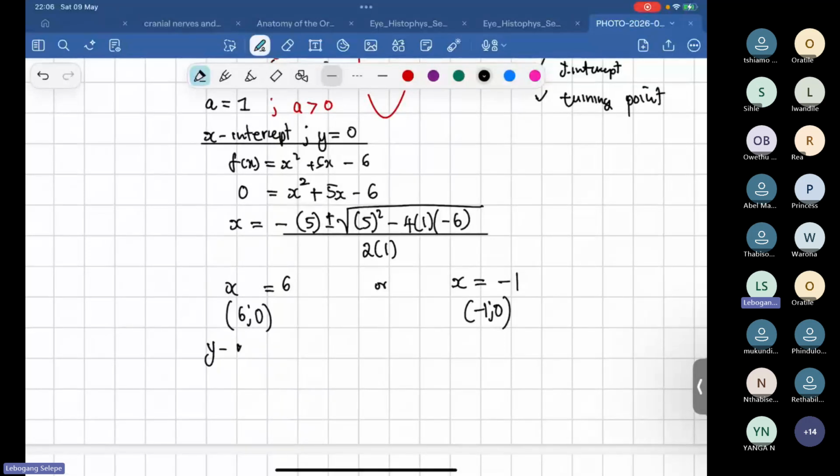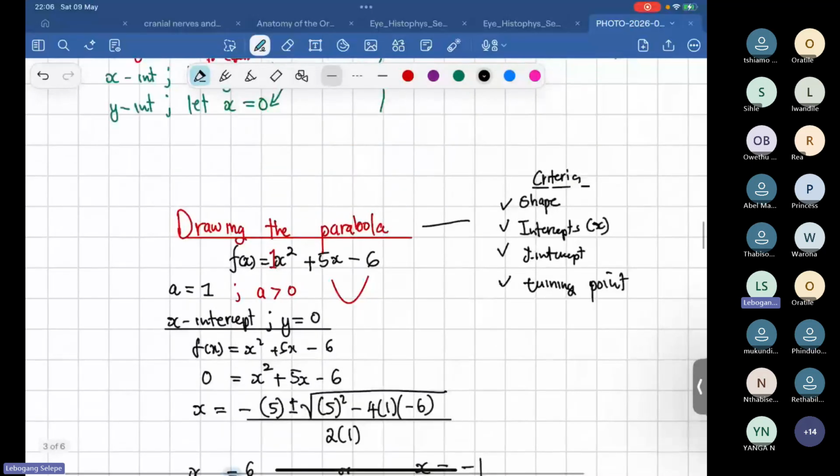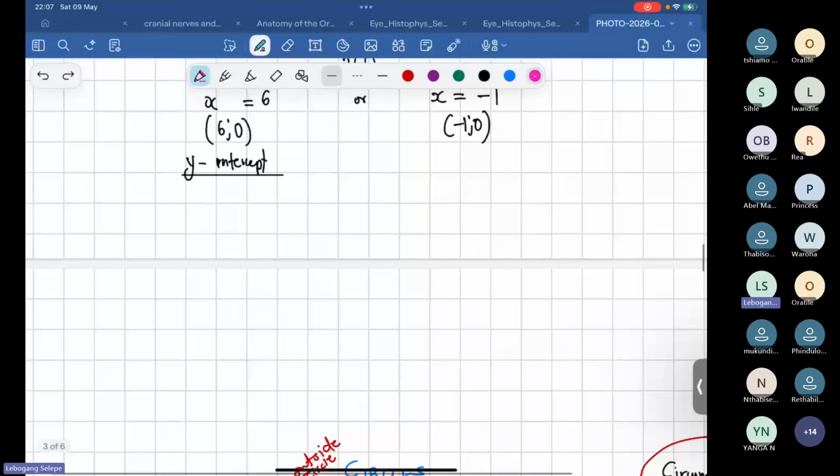What is our y-intercept? Do we need to calculate it? We can tell from the equation, right? Yes, it's negative 6, because the value of c, which is the constant, negative 6 in this case, gives us the y-intercept. So the y-intercept is negative 6. If you liked, you could have substituted 0, and that would still give you negative 6. So you can show the calculation if you want. If you don't want to, you don't have to.